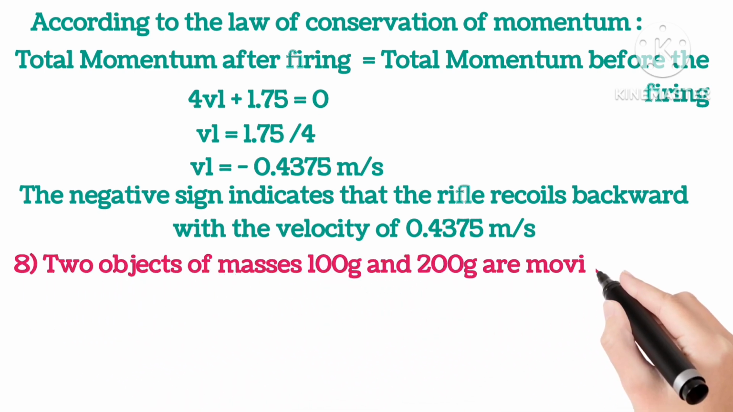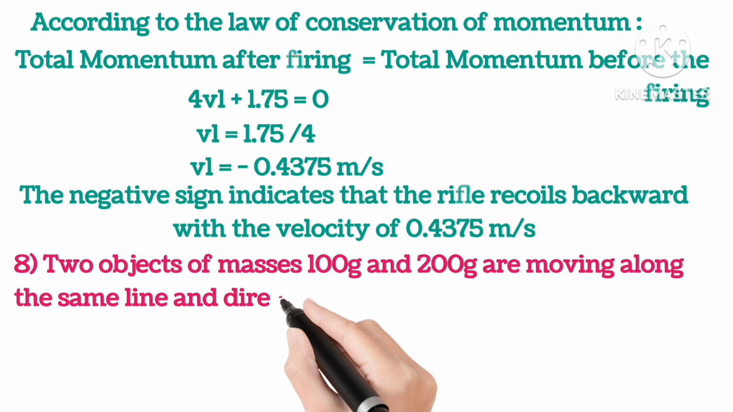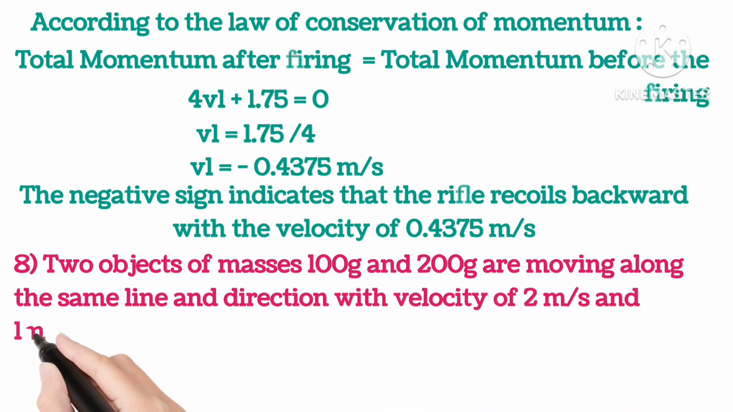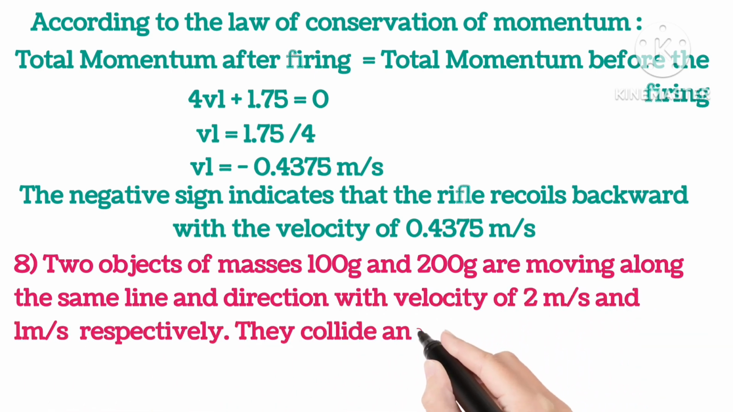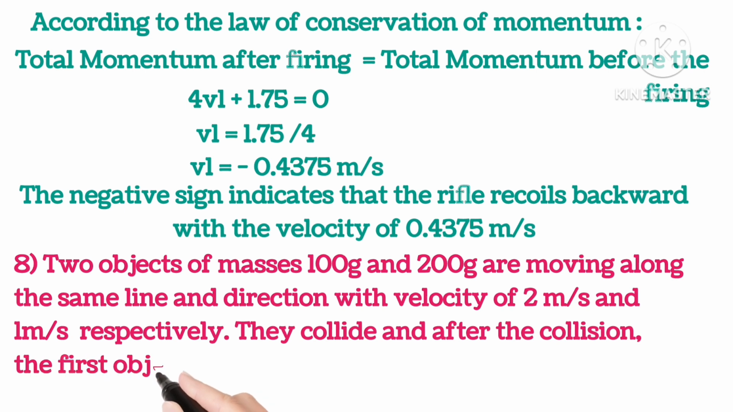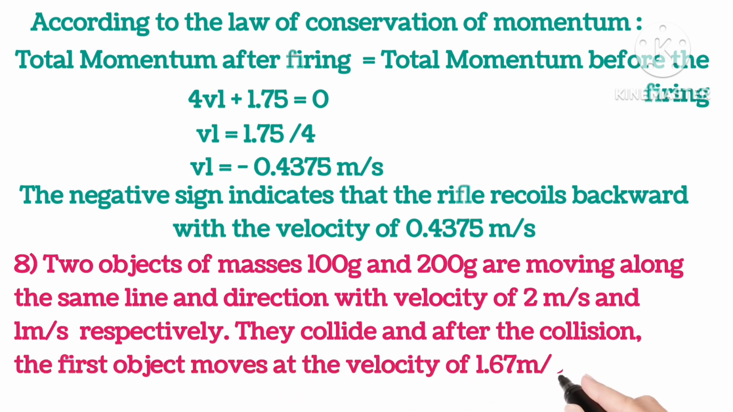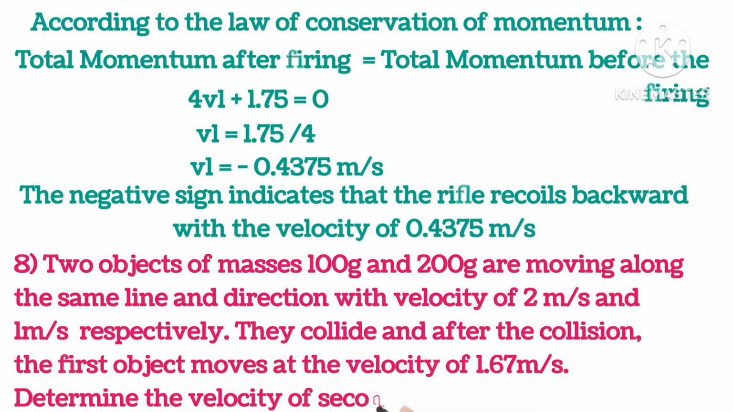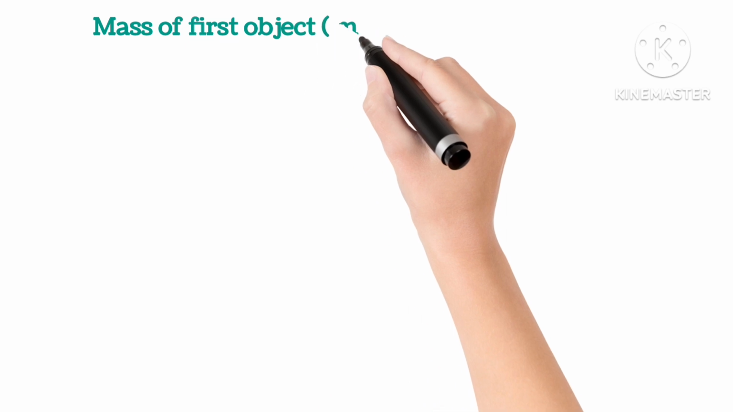0.4375 meter per second. Two objects of mass 100 and 200 grams are moving along the same line and direction with the velocity of 2 and 1 meter per second respectively. They collide. After the collision, the first object moves at velocity of 1.67 meter per second. Determine the velocity of the second object.